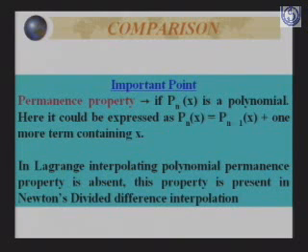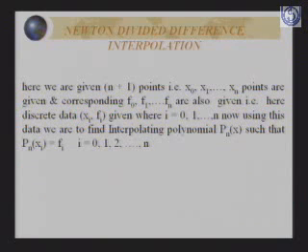That means Pn could be obtained by adding some factor into Pn minus 1. This permanence property is very much existing in Newton's divided difference technique, whereas in the Lagrange interpolation technique this permanence property is not present. So Newton's divided difference methodology is quite accurate and quite efficient. So let's discuss this Newton divided difference interpolation technique.